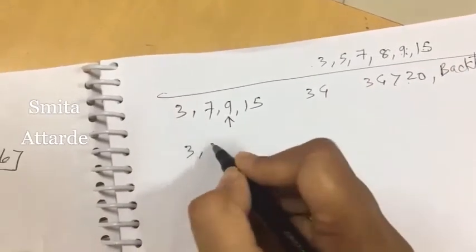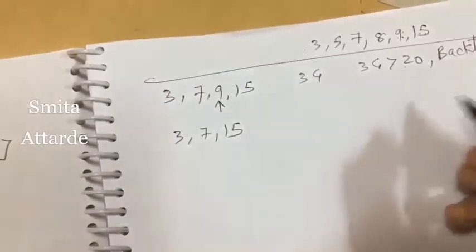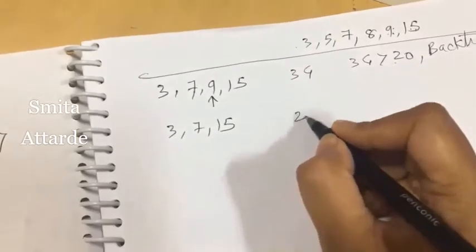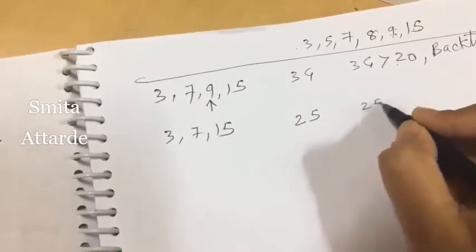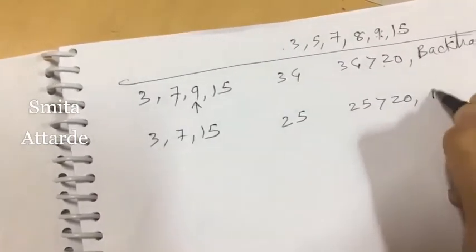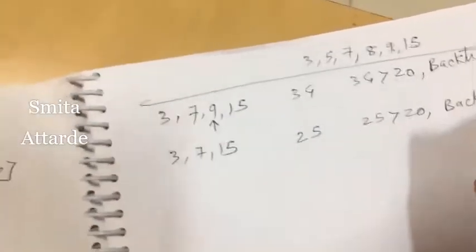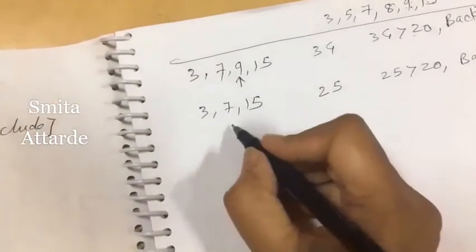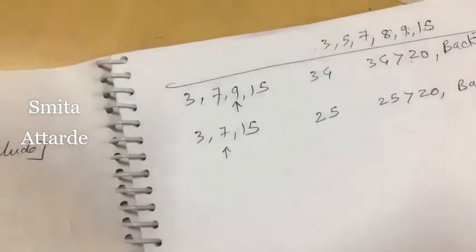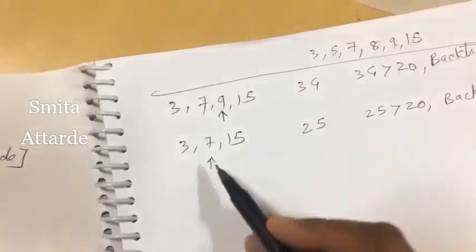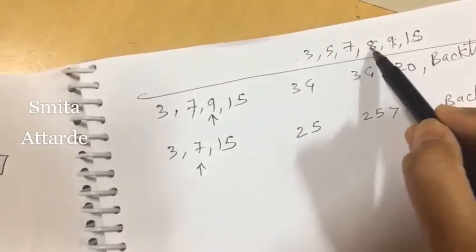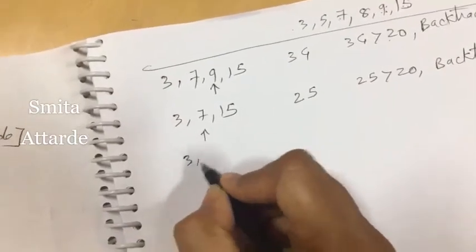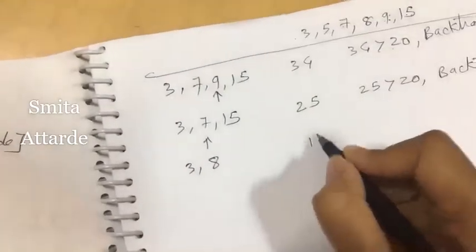So I have 3, 7 and 15. So I get here 25. So 25 is greater than 20. So again I'll backtrack. Now this is the value which is the wrong choice. So instead of 7, we'll take the next value. Next value is 8. That means 3 and 8 gives me 11.